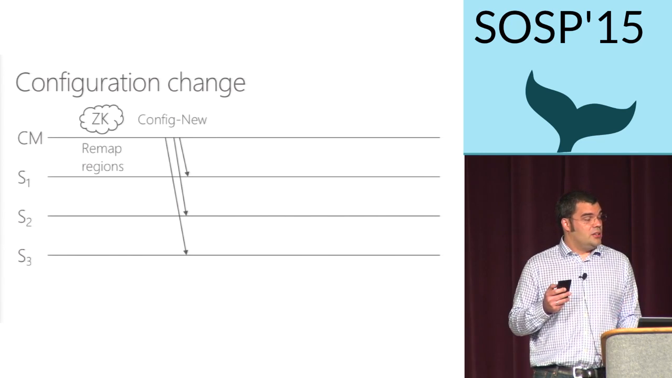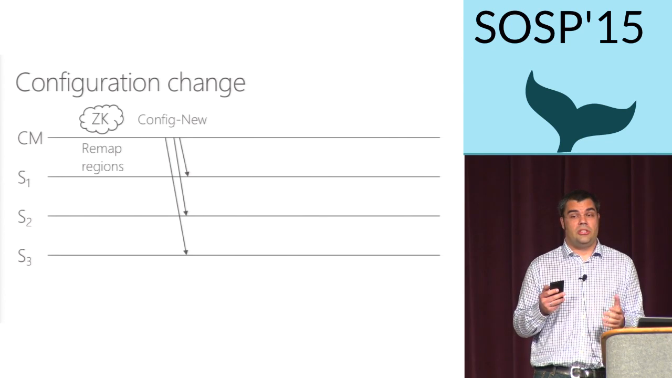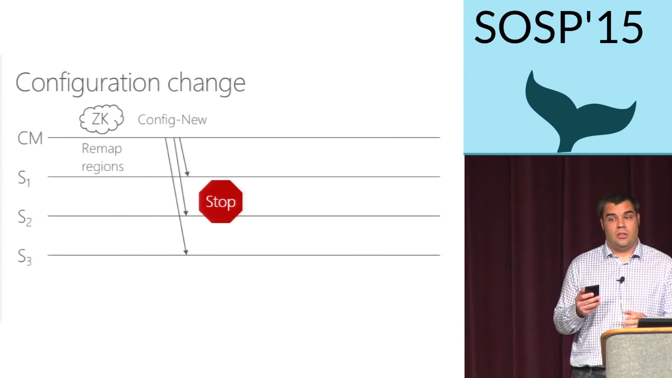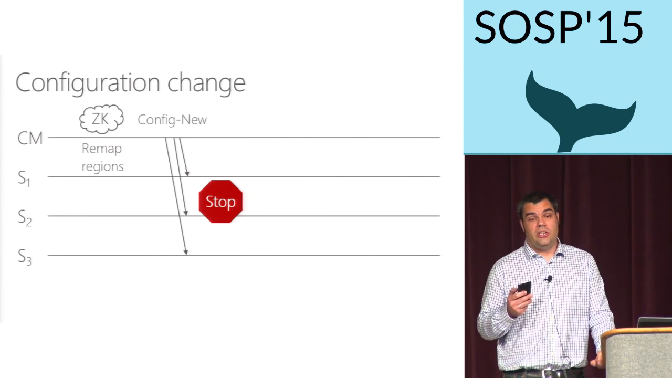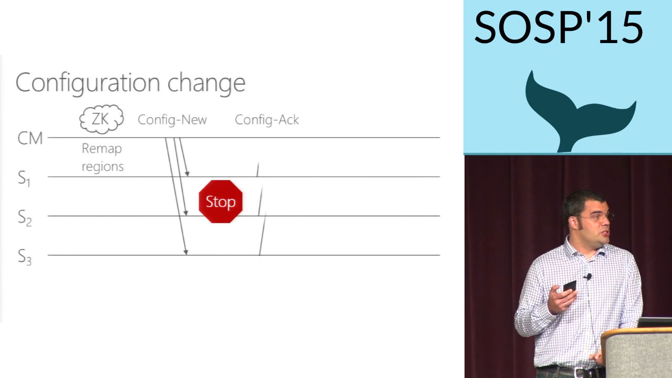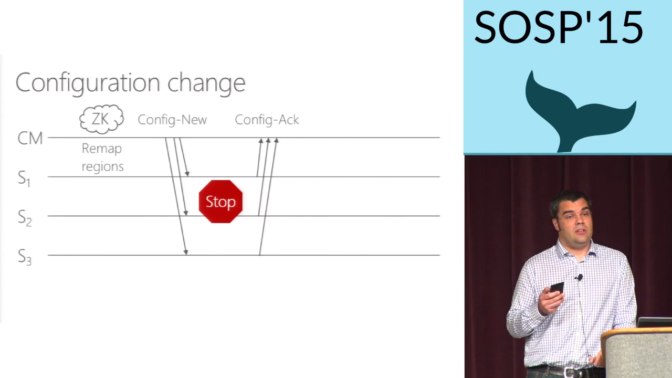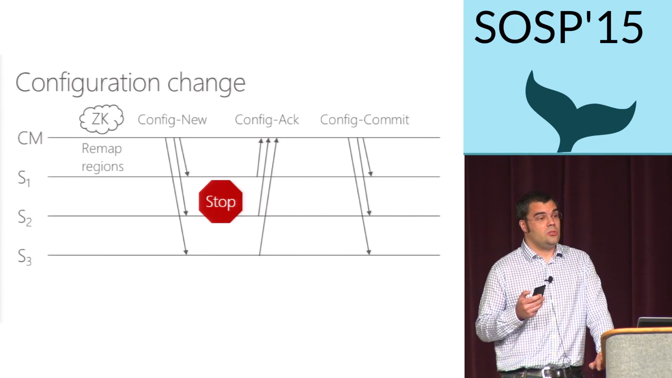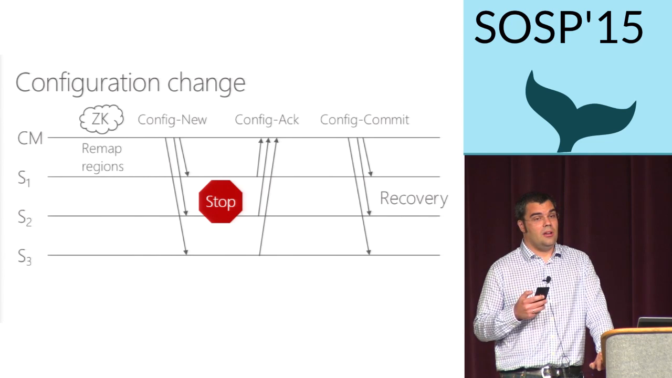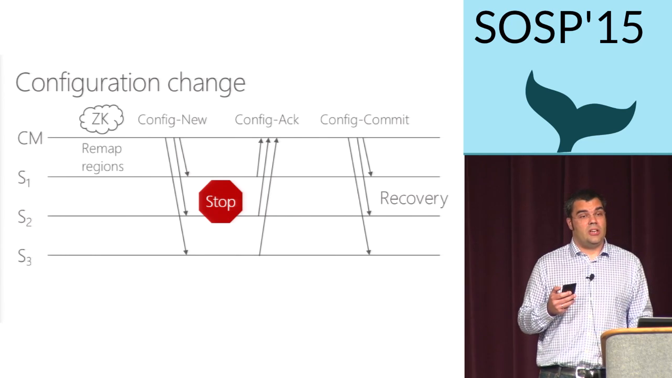So after getting the response from the Zookeeper, the configuration manager is going to send this config new message to every other machine that is still in the cluster. And at this point, the machines actually apply the change and stop accessing all the regions that have been impacted by the failure. Okay? Then they send the acknowledgement message to the configuration manager, and once all the acknowledgements are received, the configuration manager then sends a config commit message to everyone else in the cluster. And at this point in time, we can actually start recovering transactions.